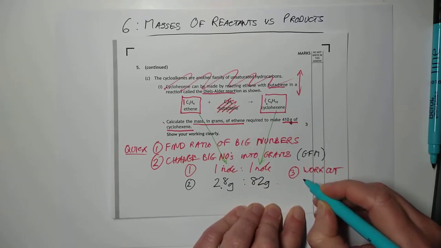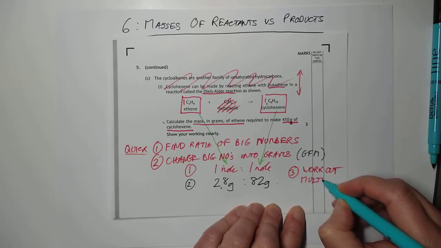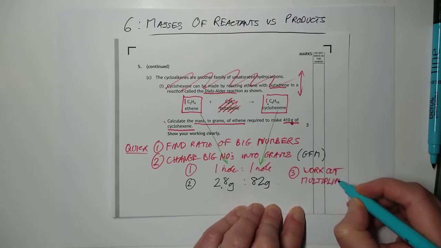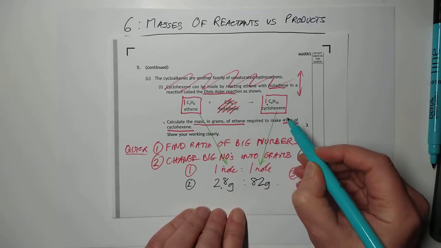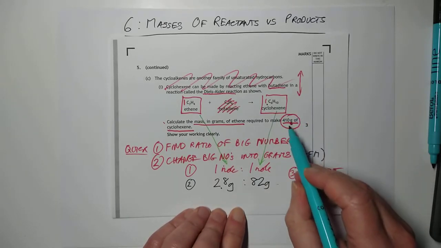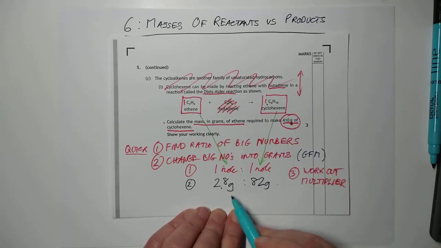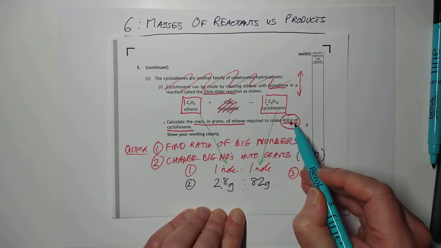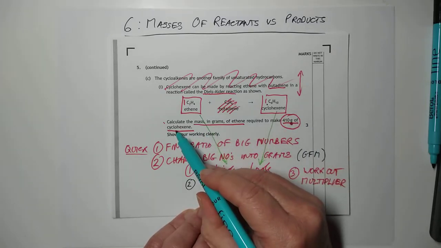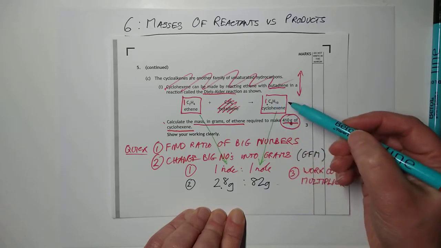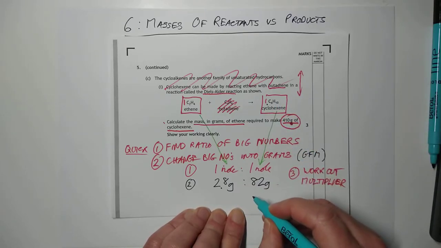Which sounds a bit cryptic. Let me show you what I mean. Because, remember, there is a number given to us here. 410 grams. Where does this go? Well, 410 grams of what? Cyclohexene, which is this side. So let's put 410 grams here.